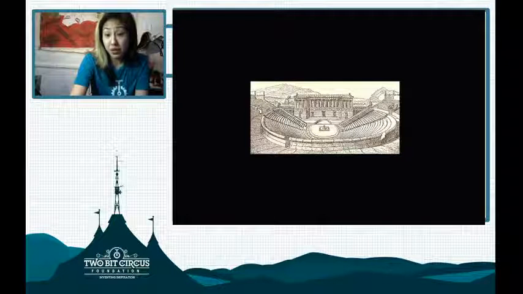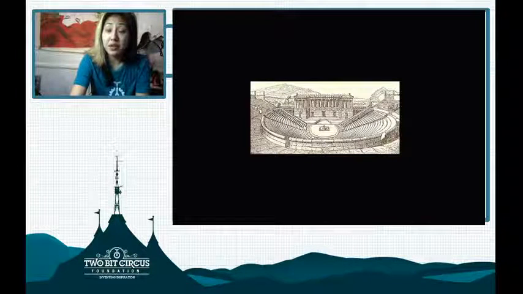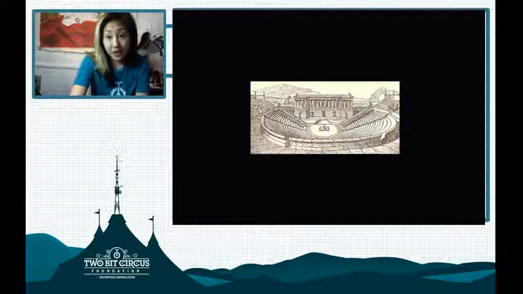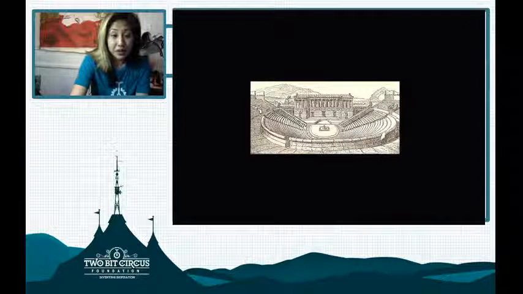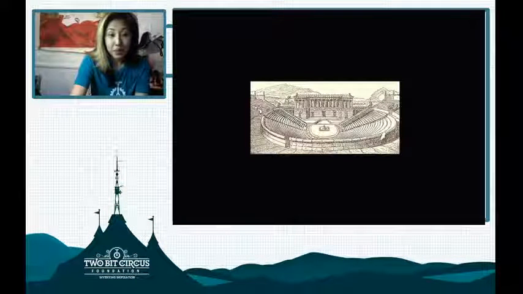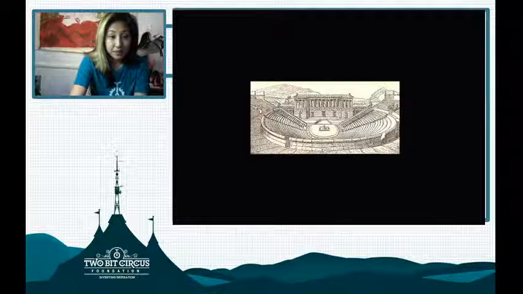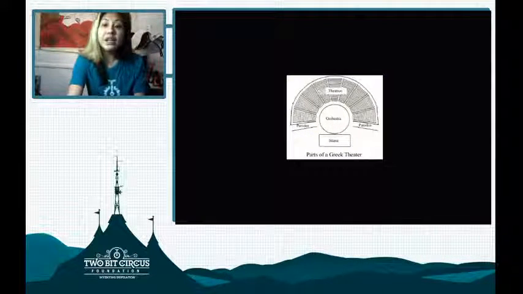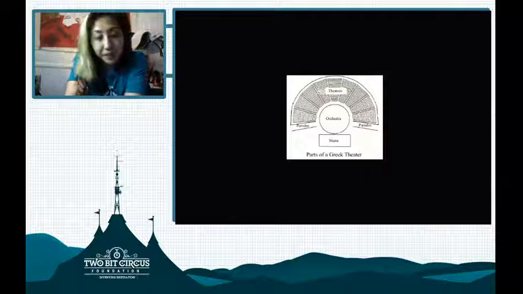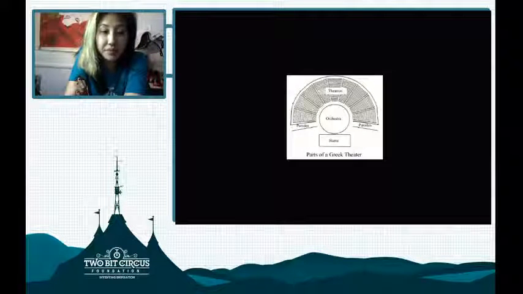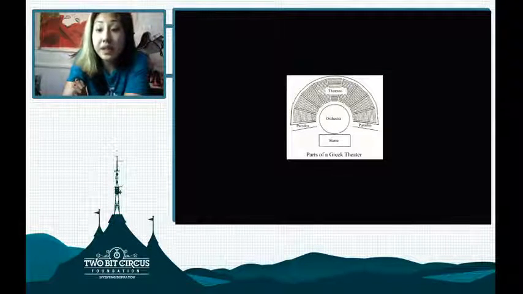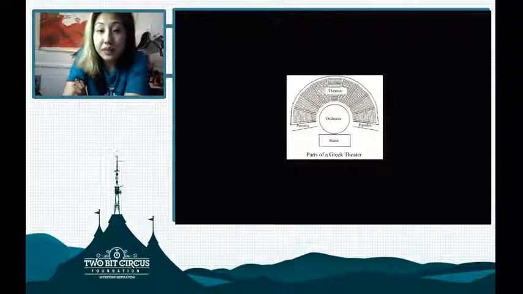So let me show you what the different parts of the theater looked like during that time. I'm sure you're tired of staring at this photo. Let me give you a different photo. Here we can see the outlay of the theater.